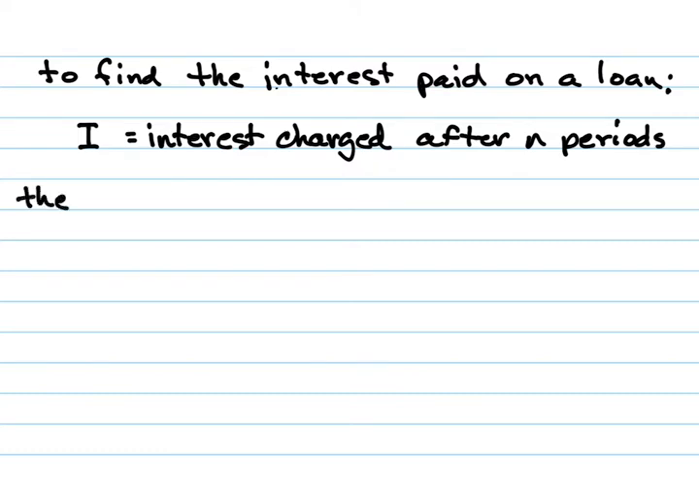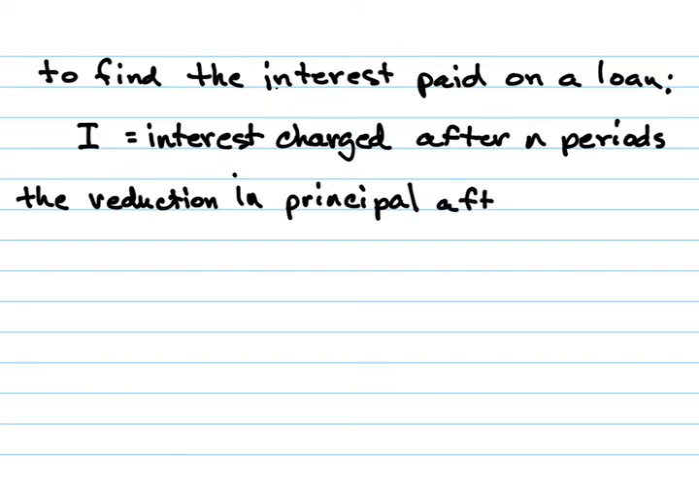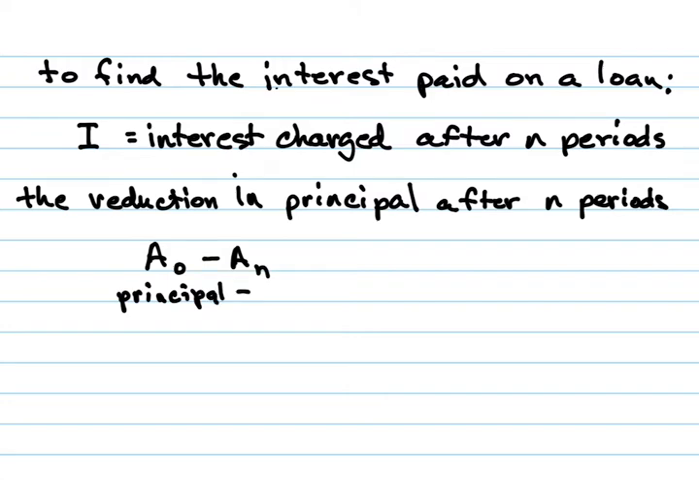So, we need a couple of things. The reduction in principal, because your whole point is to pay off the loan, right? To pay back the principal that you borrowed. The reduction in principal after n periods can be found by simply taking a sub 0 minus a sub n. Which, if you remember, means a sub 0 is always the principal, and that's minus the balance at a given point in time. So principal minus the balance.